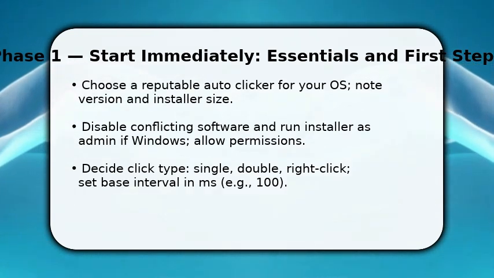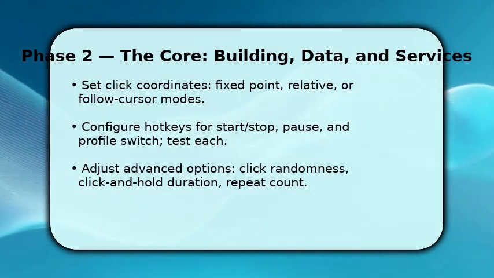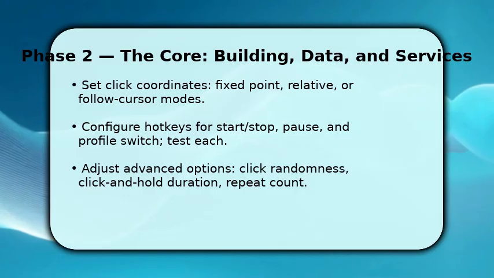Once done, open the settings and map where the clicks should land. Choose a fixed coordinate, relative offsets, or follow cursor mode depending on the task. You must assign hotkeys for start, stop, and pause so you maintain control. Test each binding immediately to avoid surprises.